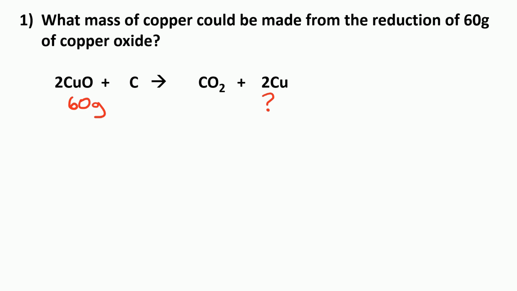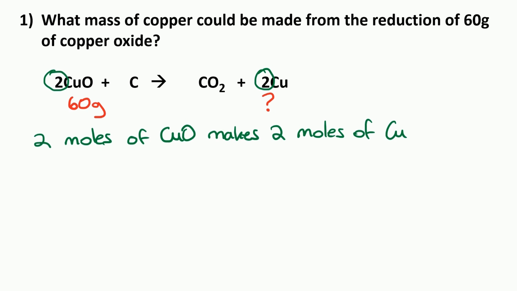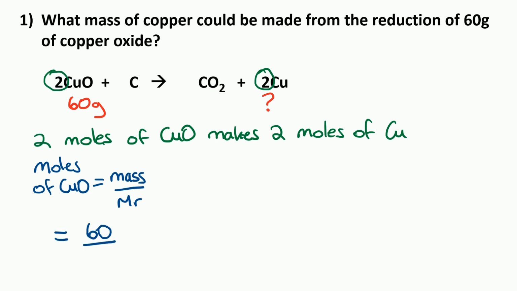We then look at the balancing numbers in front of these two formulas, and we see that 2 moles of CuO makes 2 moles of Cu. We then need to work out how many moles of copper oxide we have in those 60 grams. So we use the equation we're very familiar with, moles equals mass over Mr. The mass is 60 grams, and then we need to work out the Mr of copper oxide, and we do that by adding up the mass numbers from the periodic table. So the mass number of copper is 63.5, oxygen is 16, so the whole thing combined is 79.5.